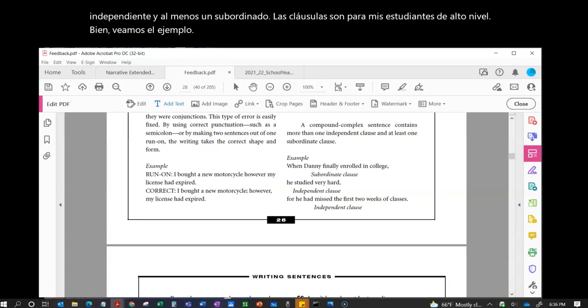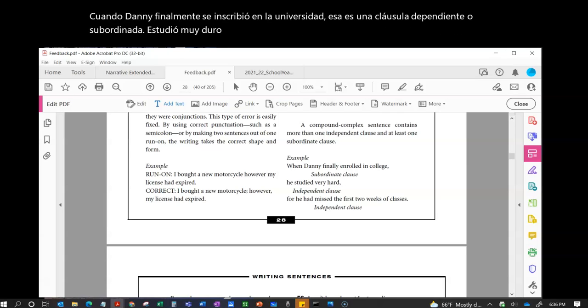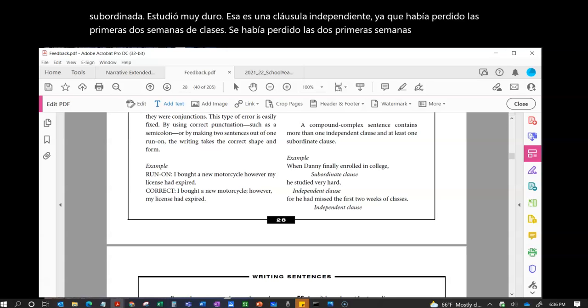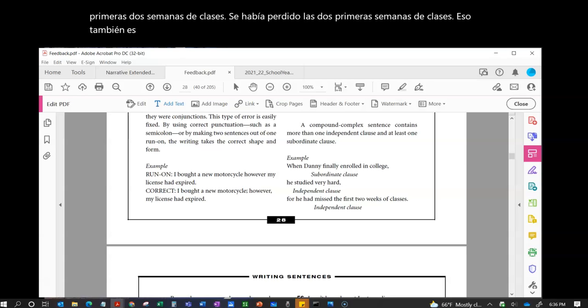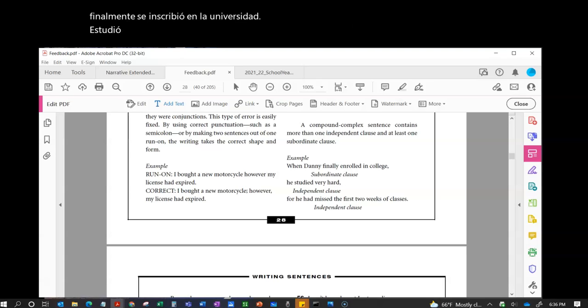When Danny finally enrolled in college, that's a dependent or subordinate clause. He studied very hard. That's an independent clause. For he had missed the first 2 weeks of classes. He had missed the first 2 weeks of classes. That's also independent. So it's compound because it has two independent clauses, and it's complex because it also has a dependent clause. So when Danny finally enrolled in college, he studied very hard, for he had missed the first 2 weeks of classes. Okay?